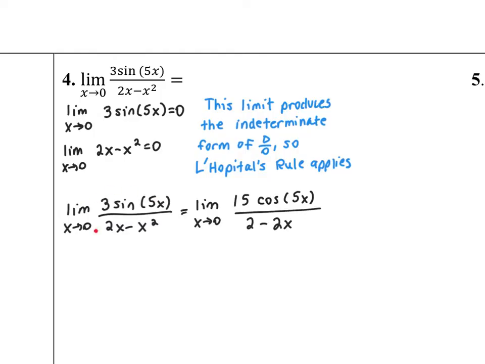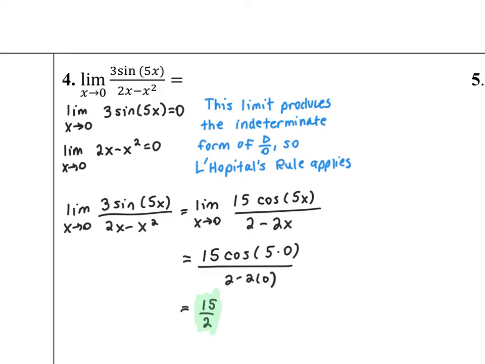I start with my original problem as it was given to me, and then I show the limit as x approaches 0 of the derivative of the numerator and denominator. And don't forget to use a chain rule when you're doing that derivative of the numerator. The derivative of sine is cosine. We leave the inside alone, the 5x, times an extra 5. So times the 5 is why our 3 turned into a 15. And now that I've done that, I'm ready to do my direct substitution by plugging a 0 in. Cosine of 0 is 1, so my numerator is going to be 15. And in my denominator, I have 2 minus 0, which is just 2. And my final answer is 15 halves.